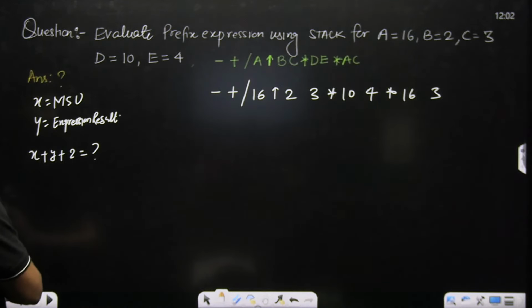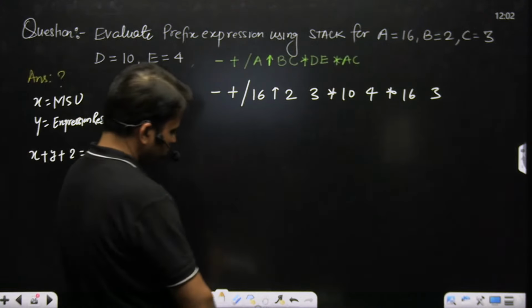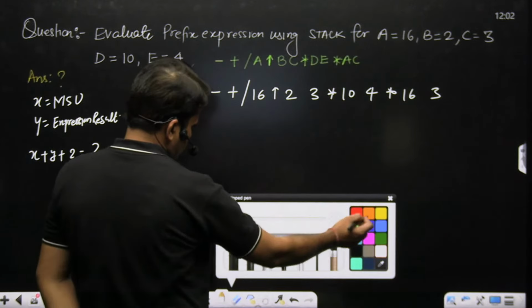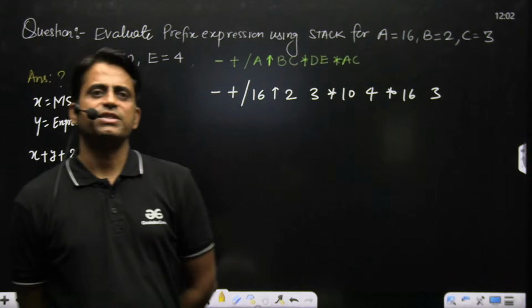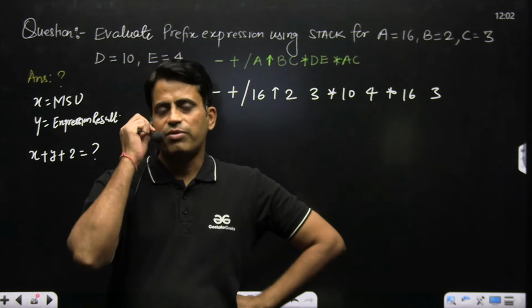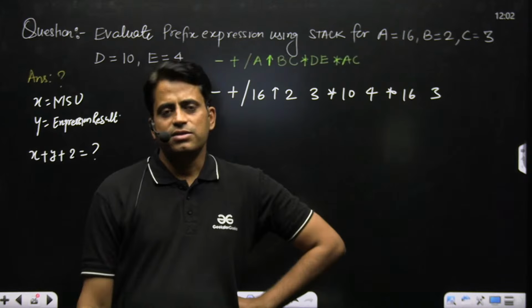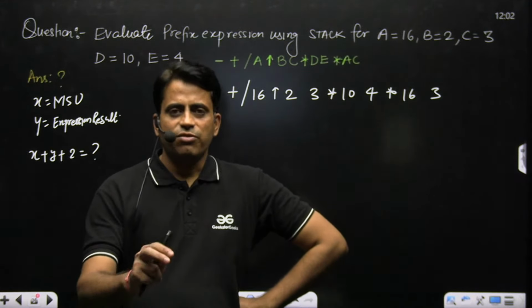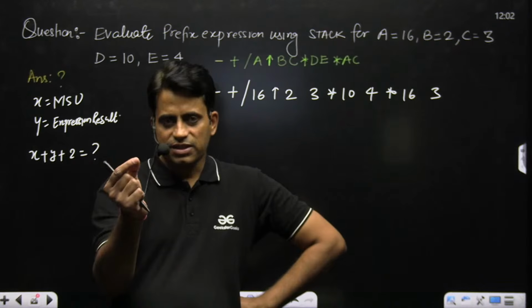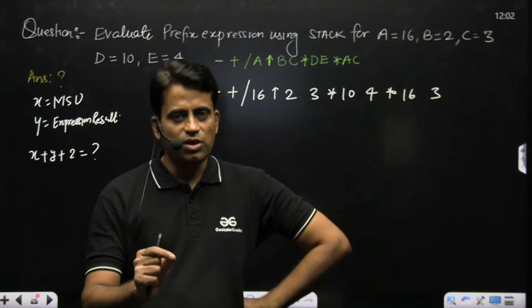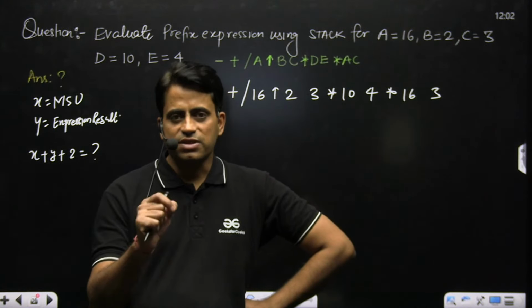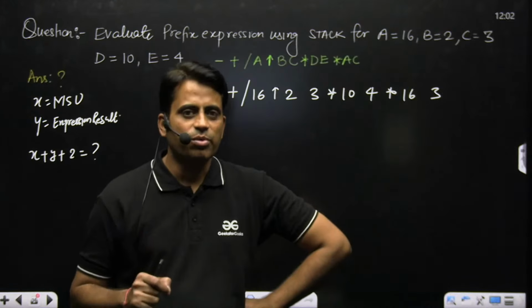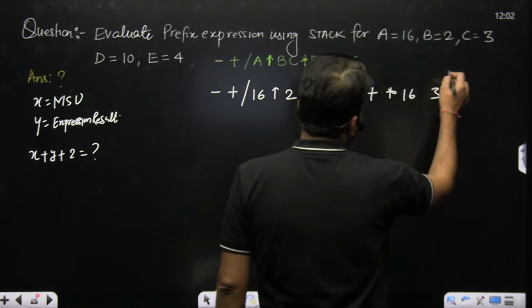Evaluate prefix expression using stack for this one, student. When you evaluate a prefix expression, it is evaluated from right to left. This is a shortcut. You can evaluate left to right also, but for easy understanding, a prefix expression is evaluated from right to left. First rule: evaluate from right to left. And the second rule is what? First pop becomes the first operand and second pop becomes the second operand. So evaluate this string from right to left.